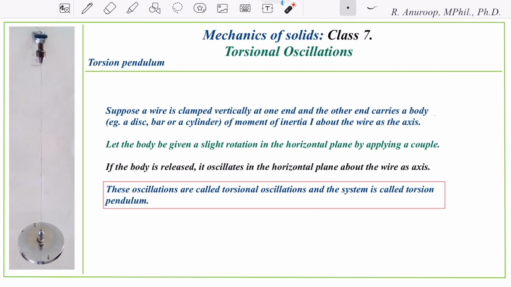The body can be a disc, bar or a cylinder. In the figure, a disc is shown. That is, our wire is clamped at one end and the other end of the wire carries a disc. The disc has a moment of inertia I about the wire as the axis. This system is called a torsion pendulum.